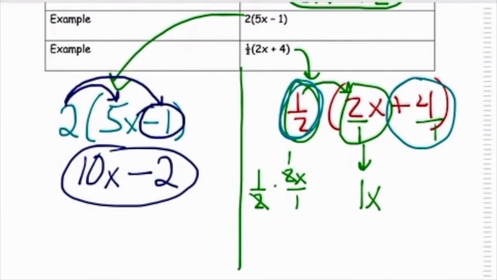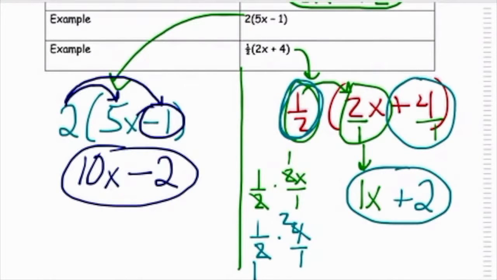Once again, I would do that work on the side. So 1/2 times the 4 over 1. Once again, you can see how the 2's can cancel out with the 4. So 2 goes into 2 once, 2 goes into 4 twice, and then 1 times 2 is 2. Because that 2 is positive, you're going to write plus 2. From here, 1x plus 2 are unlike terms. You cannot do anything with it, so you're done. Your answer is 1x plus 2.